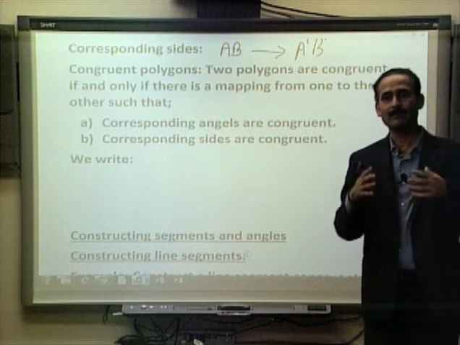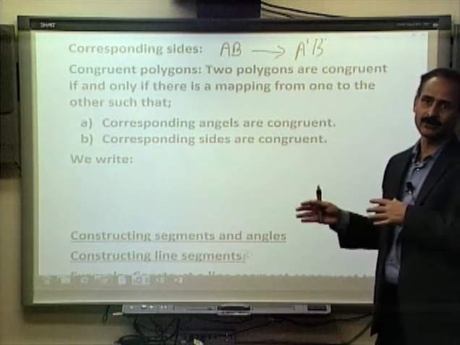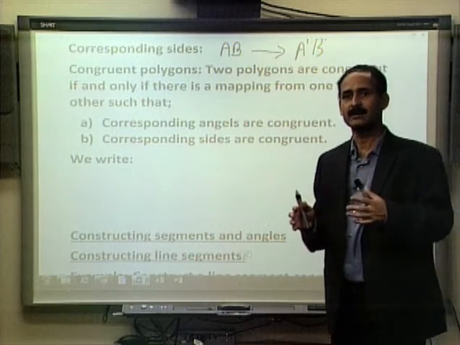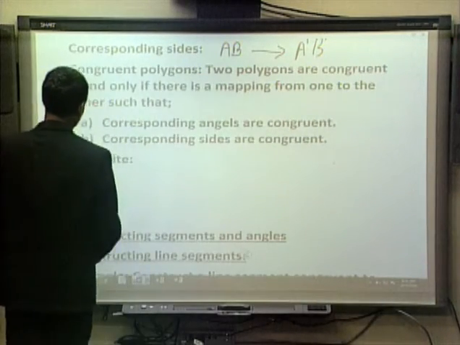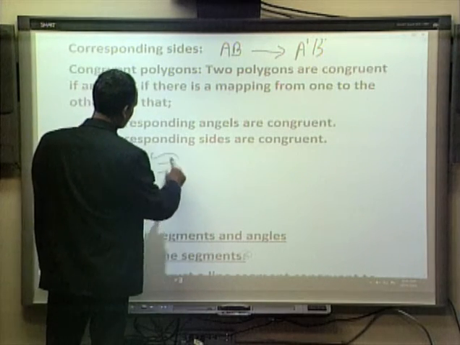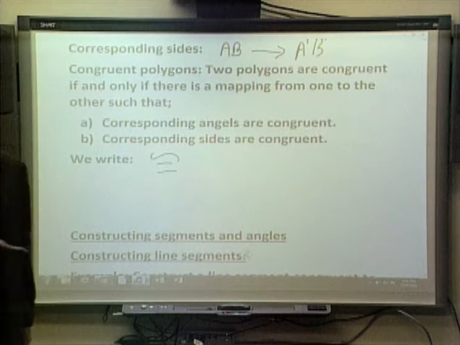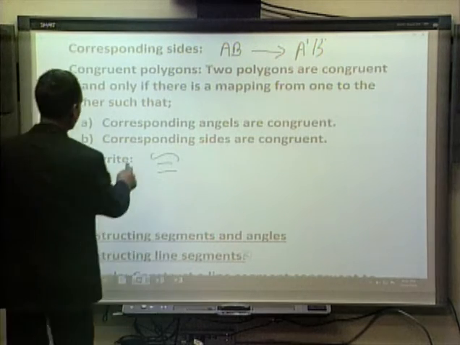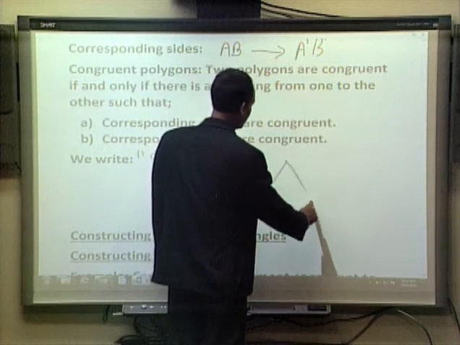So, if we have two polygons, their sides are congruent, their angles are congruent, then we say the polygons are congruent, and we represent congruency using this symbol, equal to with a sign on the top of it. This sign represents congruency.